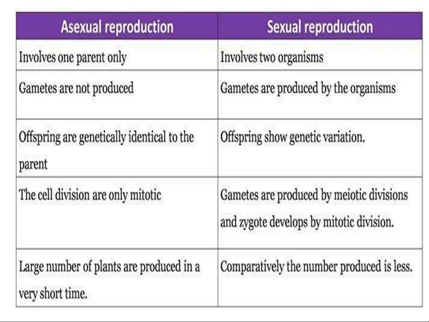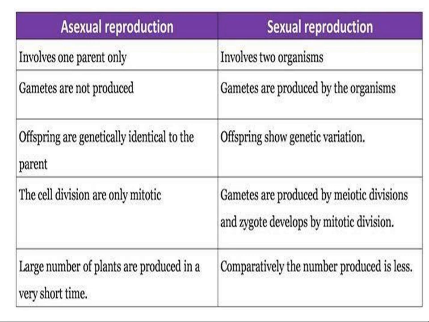Now, these vegetative propagations together we call asexual reproduction because it involves only one parent and there are no gametes produced. The offspring which are produced in asexual reproduction are genetically identical to each other and they share the characteristics of the parent. As they are growing from the buds, they can grow a large number of plants in a very short duration of time. They need not have to wait for the other parent.